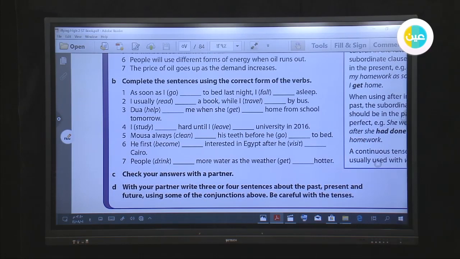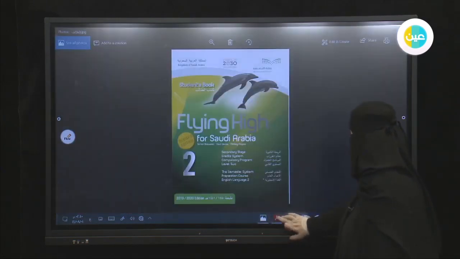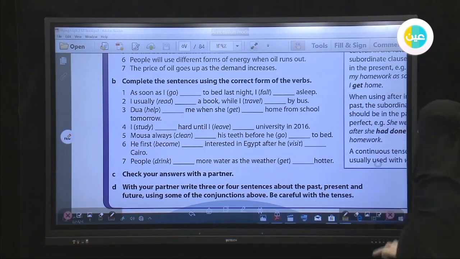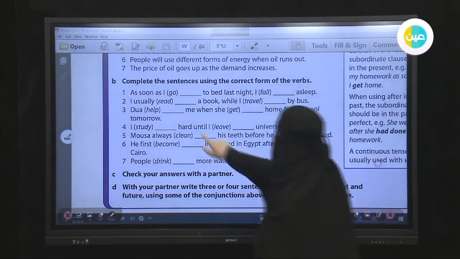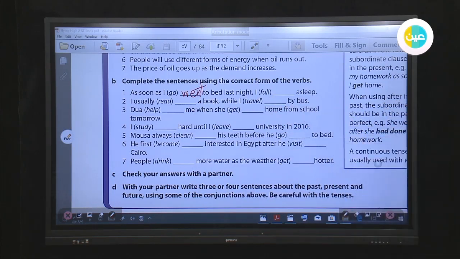Now, go to 3B. Complete the sentences using the correct form of the verbs. Here we have verbs. Try to complete the sentences by using the correct form. As soon as I to bed last night. Here, a keyword refers to the past. So the answer will be went. We will use the past simple, okay? Last night I fell asleep. We will use the past simple also. I fell asleep.